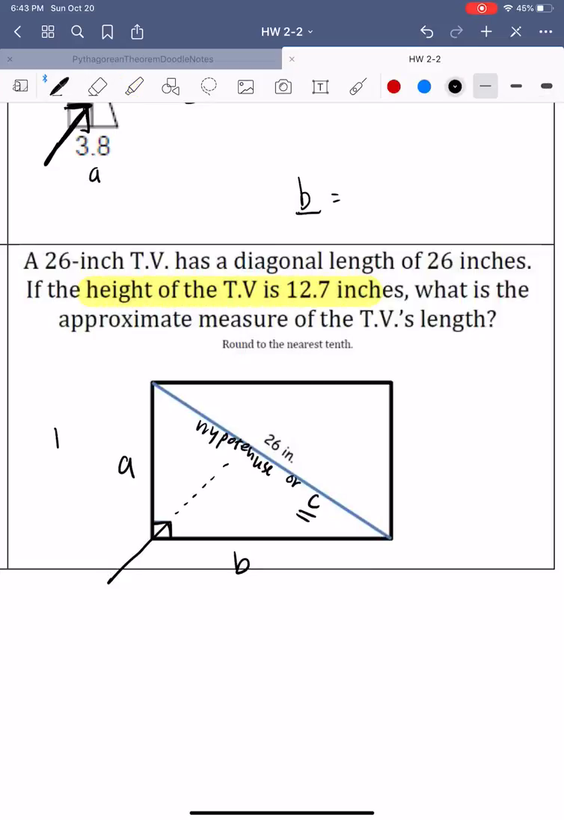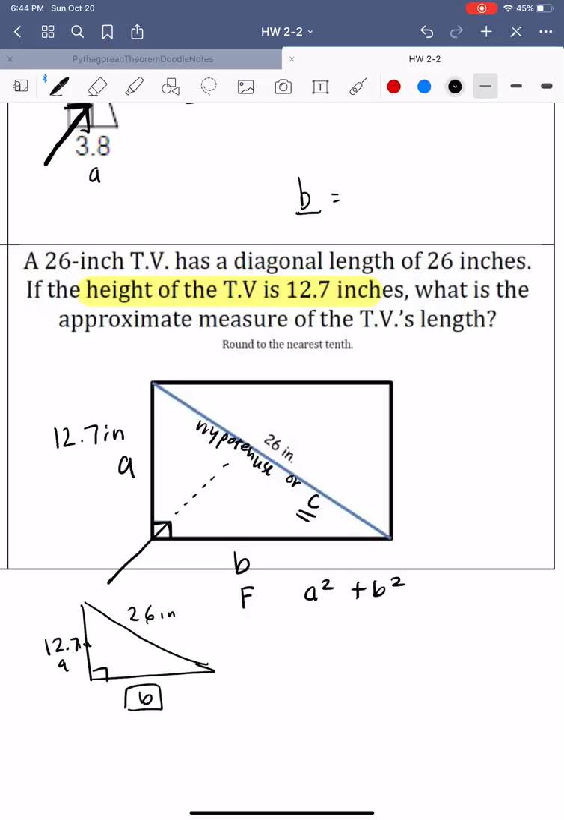12.7 inches. So now we just have our right triangle, 12.7 and 26. And so if this is A and B, we can go ahead and solve for B with the Pythagorean theorem. A squared plus B squared equals C squared. As I substitute this, we have 12.7 squared plus B squared equals 26 squared.